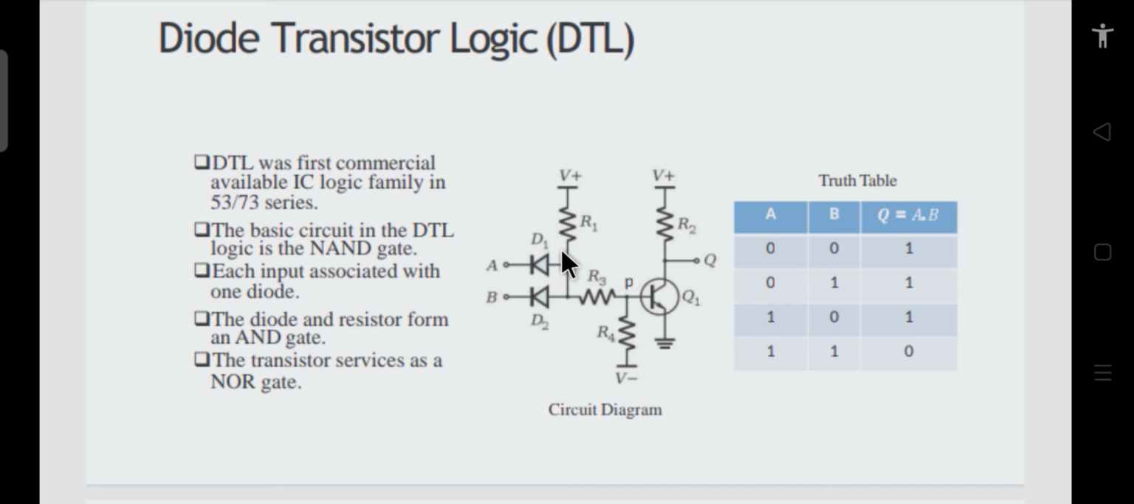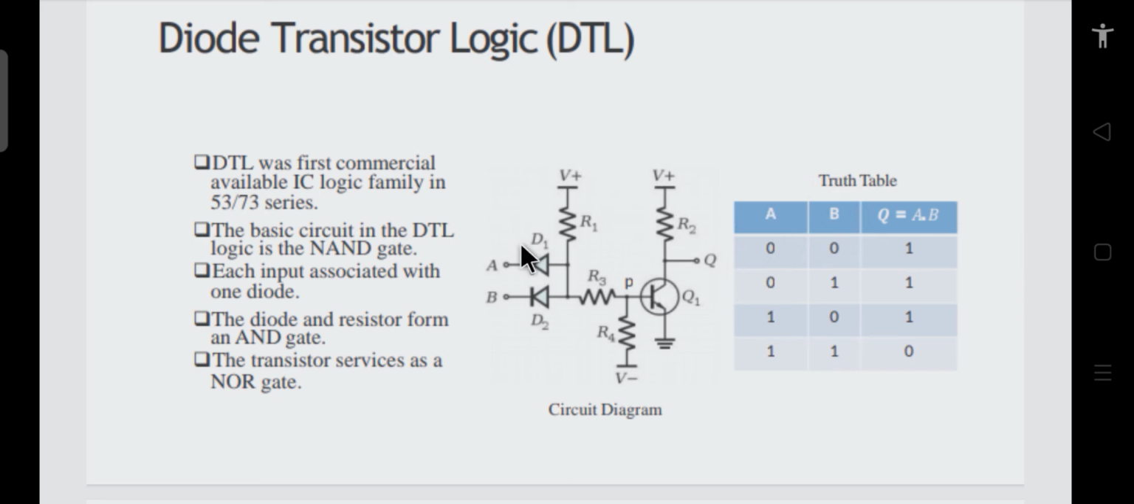So the total voltage here will be greater than that, and because of this the transistor will be on. Once this transistor is on, there will be a small resistance path from V plus to ground, and because of that the output at this Q will be 0, will be low, because this will be the VCE voltage. So when both the inputs are 1 1, the output will be 0. So this truth table is verified, and this is the truth table of your NAND gate.